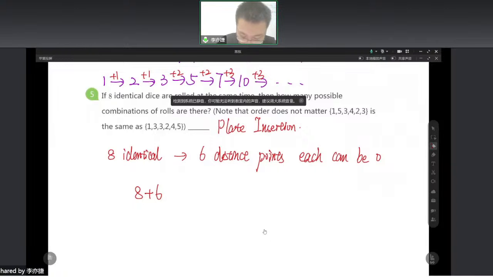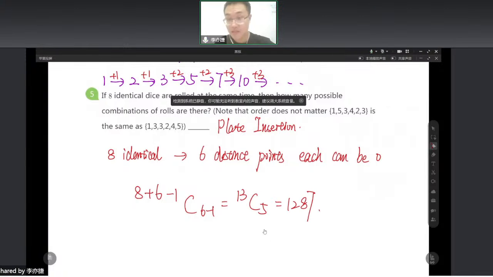So it's 14, then minus 1. So it's actually 14 identical dice into 6 points, where each has at least 1. In this case, 14 dice have 13 intervals. We want to divide it into 6 distinct piles, so we need 5 places to insert inside. So the answer should be 13 C 5, which is 1287. A very typical and easy plate insertion. You just treat it as identical balls into distinct boxes.